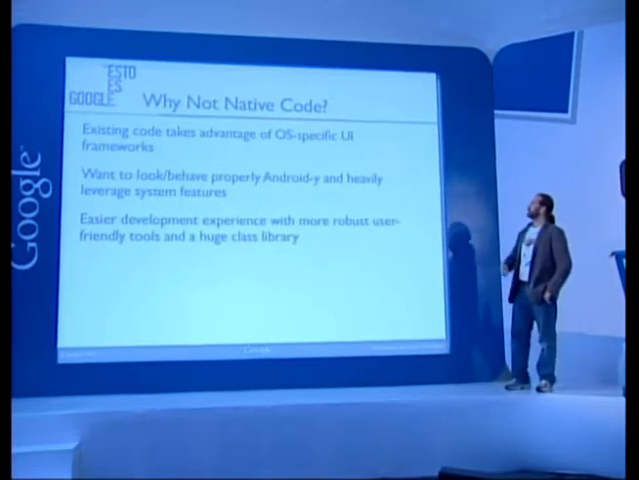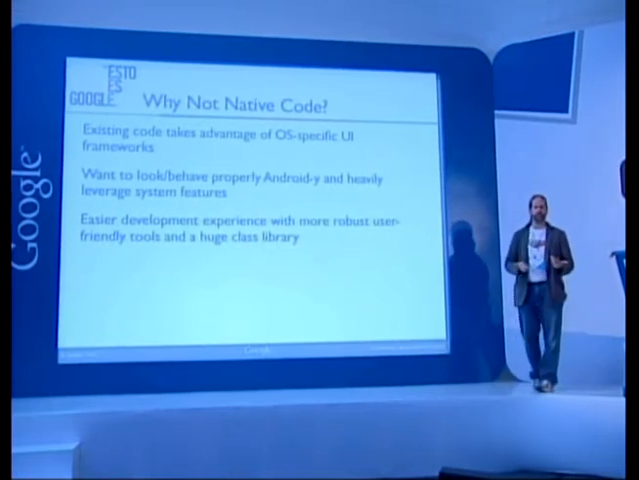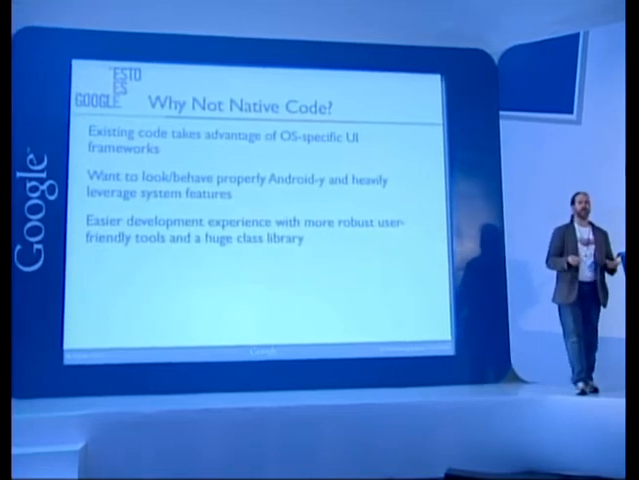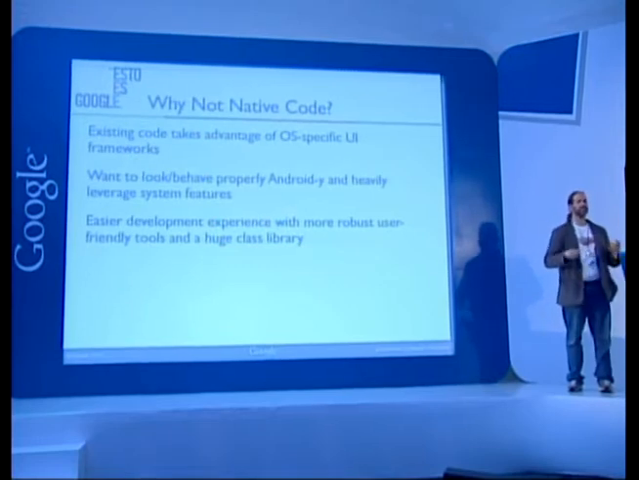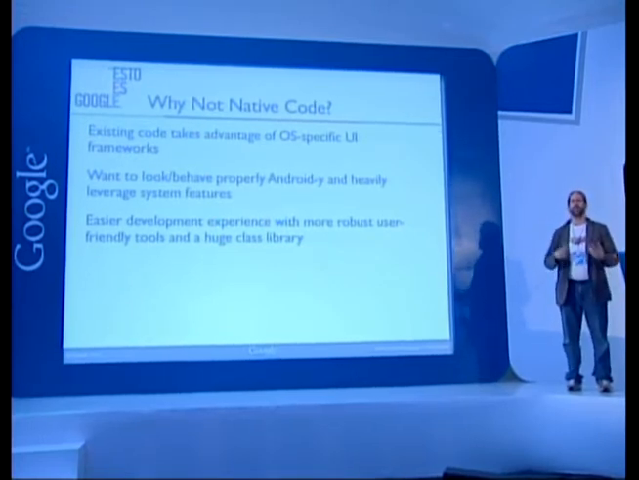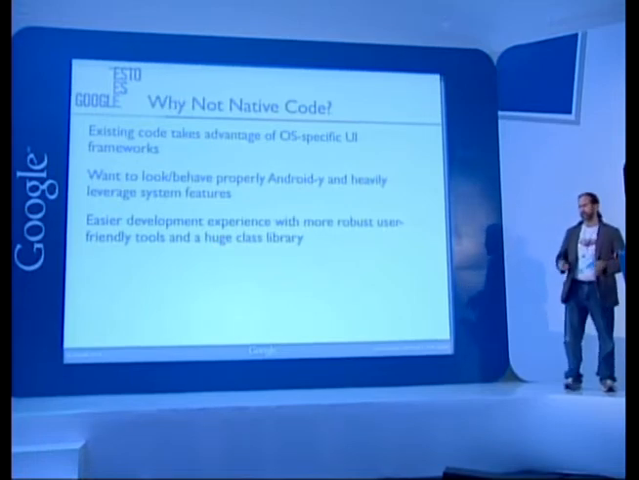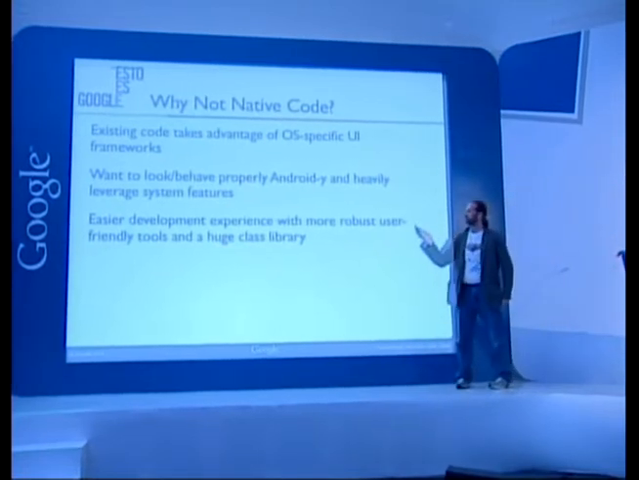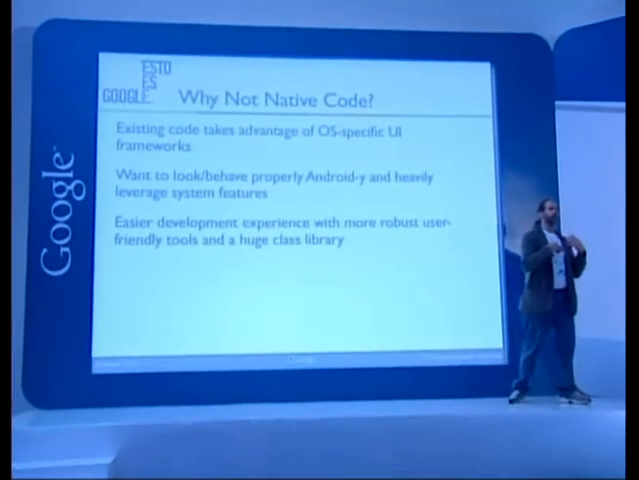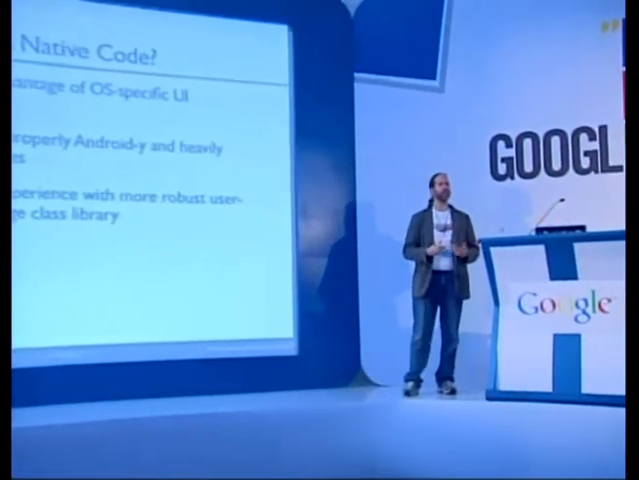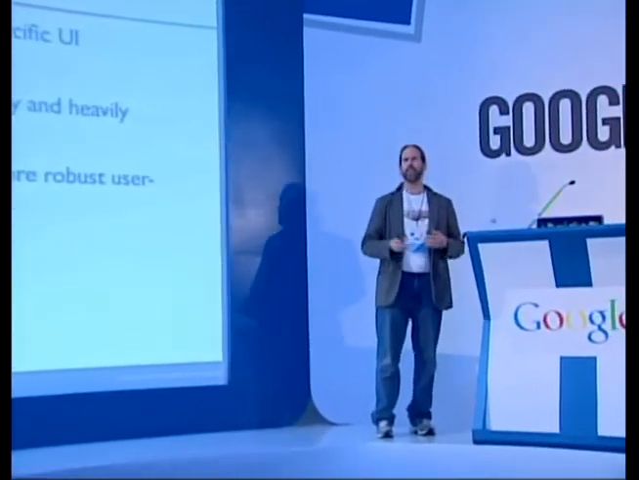So why not native code? Well, first of all, if your existing code, let's say you have it on some device, takes advantage of a bunch of OS frameworks, it doesn't make sense to try to translate that into C and C++ a lot of the time. Also, the C and C++ native tools don't contain UI building components. So if you want your application to behave like an Android application, it's a lot harder to write it in native code. And of course, the tools and the development experience when you're programming Android in its native platform, which is Dalvik, is just much better.